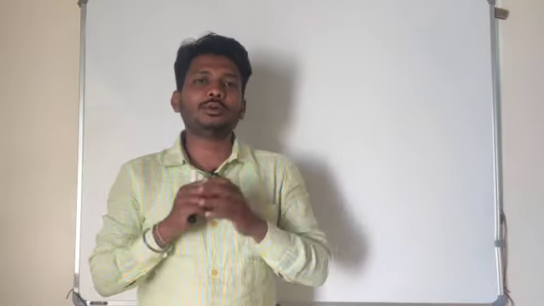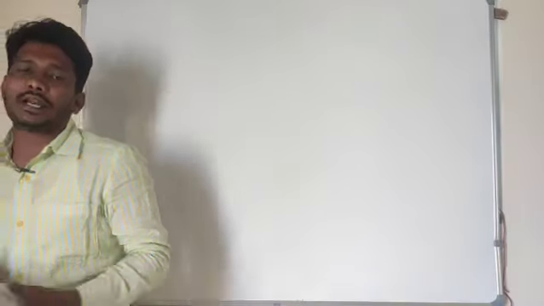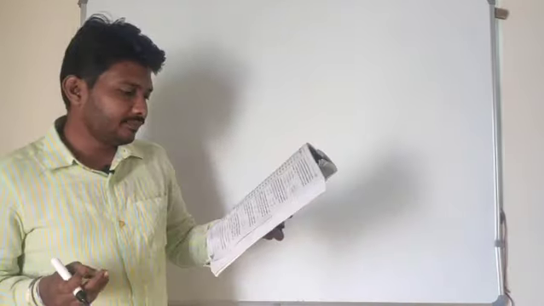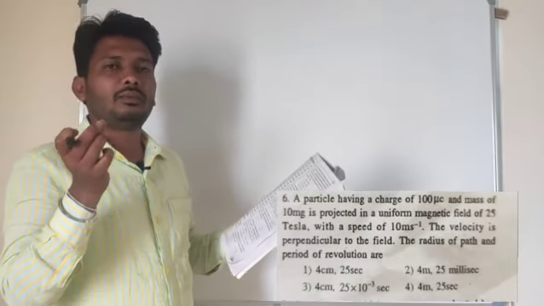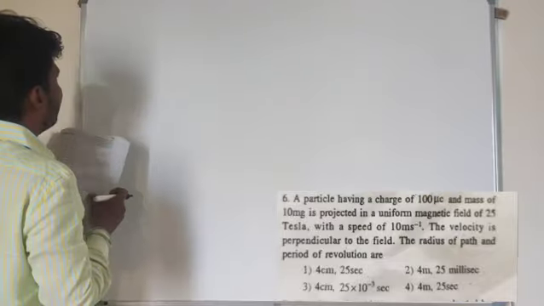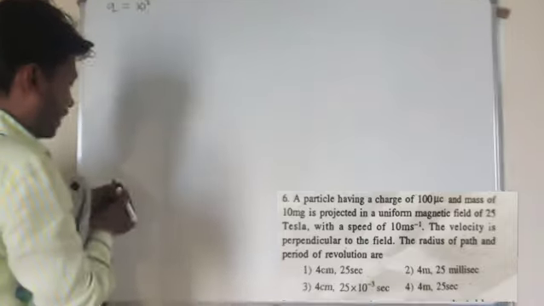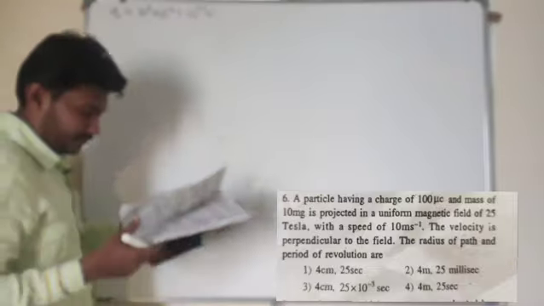Today we will be solving some numericals on moving charges and magnetism, some neat applications related to moving charges and magnetism. I will read out the question here. A particle having a charge of 100 microcoulomb. The magnitude of that charge is 100 microcoulomb. So Q I can take as 100, which means 10 to the power of 2. 100 micro means 10 to the power of minus 6. So the magnitude of the charge is 10 to the power of minus 4 coulomb.